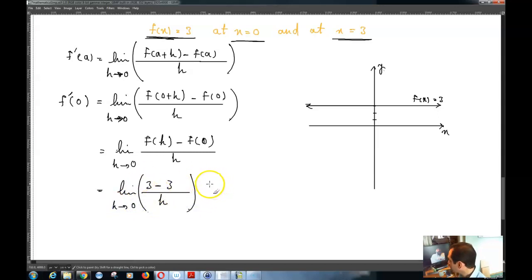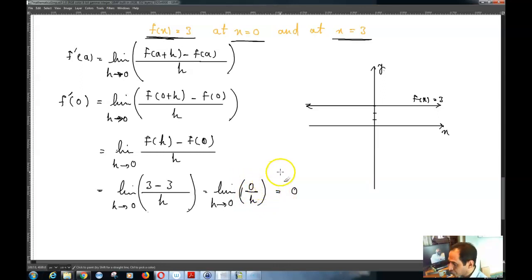This is equal to the limit of 0 over h as h tends to 0, which is equal to 0, because the value of this function is equal to 0. So the limit of 0 when h tends to 0, or when h tends to any a basically, is equal to 0, of course, the value of the function.